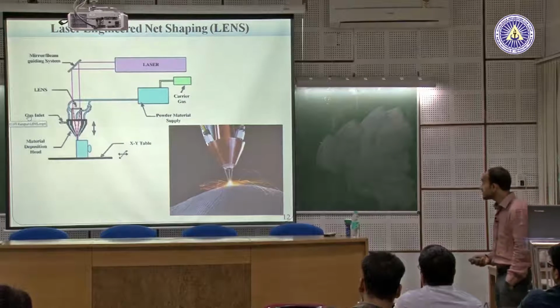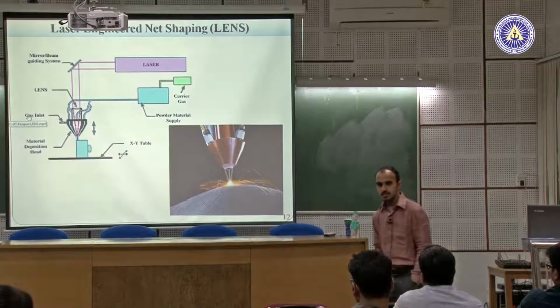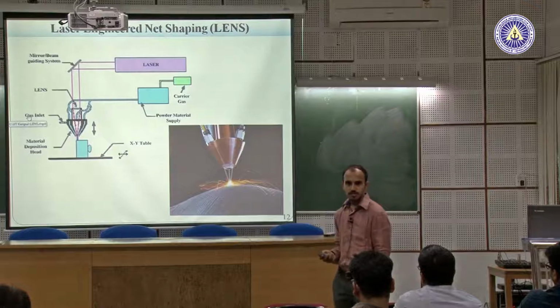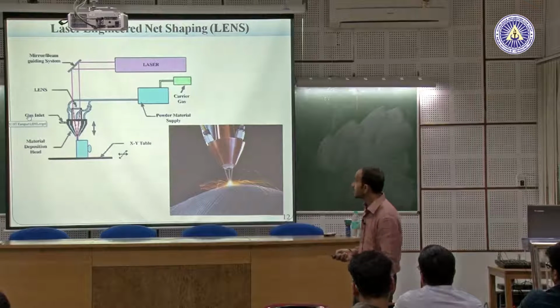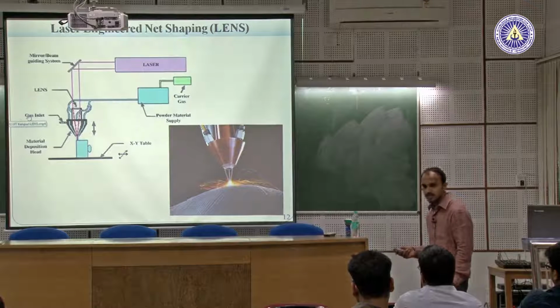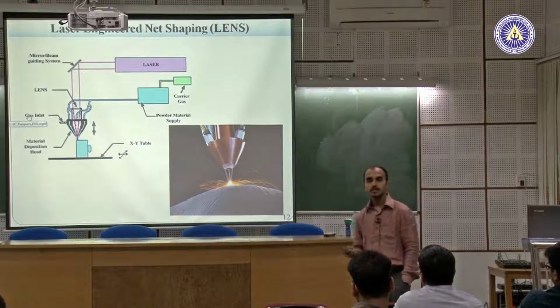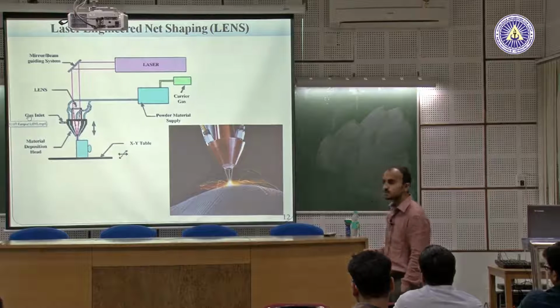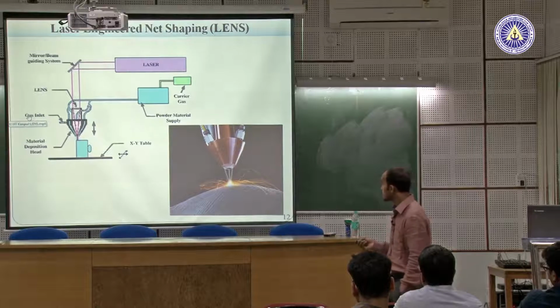This is laser engineering net shaping. Actually this is a direct metal deposition method. It was discovered in 1997. This laser is used for depositing powder on the substrate, which gives the particular product whatever you want.